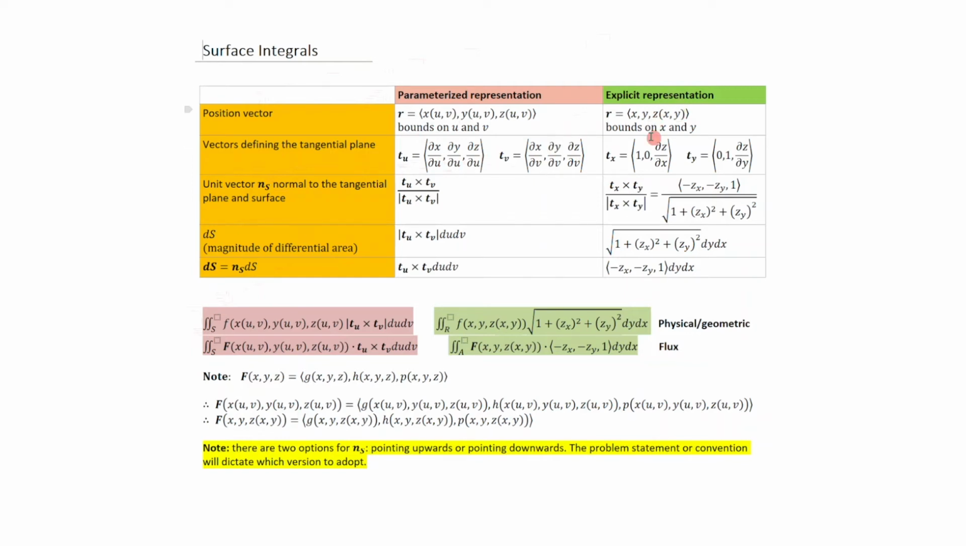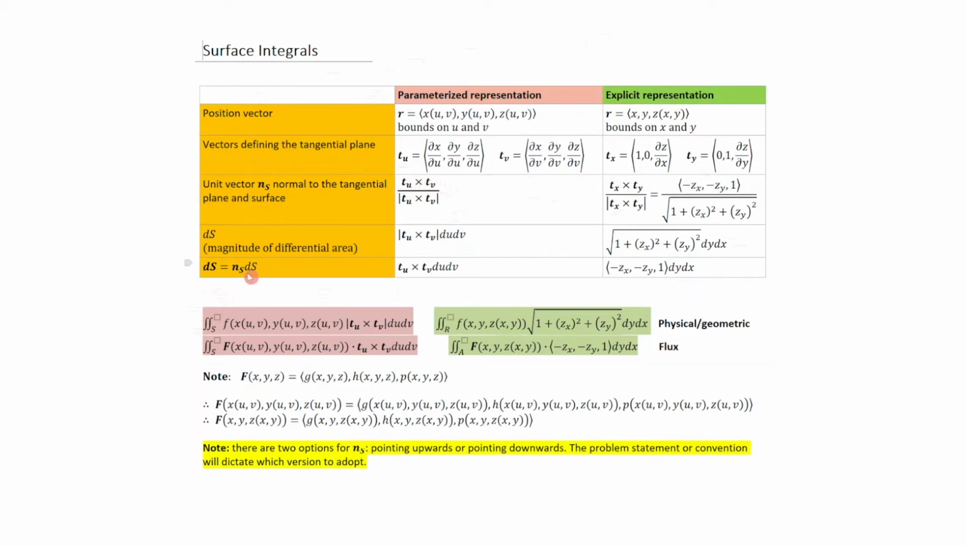If we're dealing with the explicit representation case, then we would end up with the two lines which represent the tangential plane as being these two here. So T subscript U, T subscript V, T subscript X, and T subscript Y. The unit vector would just take on this form in the case of parameterized representation, and this form in the case of explicit representation. The magnitude will be just the magnitude of the differential area, which will be this form in the parameterized representation case, and this form in the case of explicit representation.